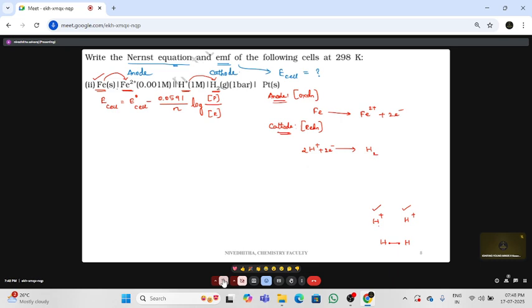So here they have given the physical state of iron as solid. The physical state of Fe2 plus, of course, it will be in liquid or an aqueous medium, right? All the ions will be in aqueous medium. And here also, H plus will be in aqueous medium. And what will be the physical state of hydrogen? Gaseous state. Very good. It is gaseous state. So this is the anode reaction. This is the cathode reaction.